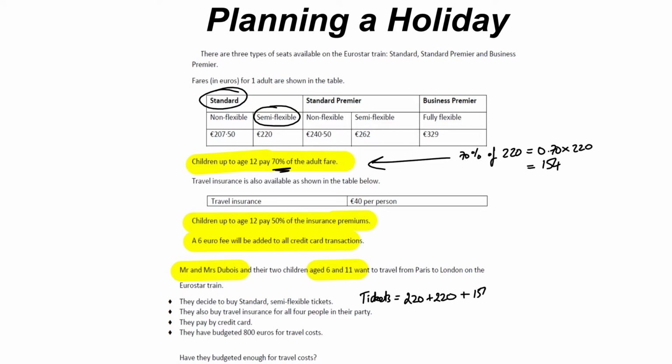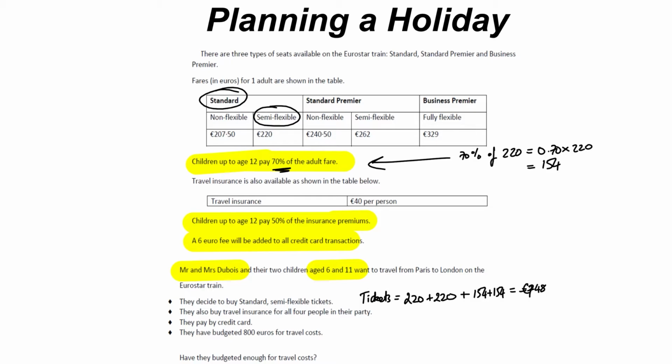So we're going to add that to our total. So 154 plus 154. That tells us we're getting a total of €748 there. Okay, so €748. All right, now moving on.